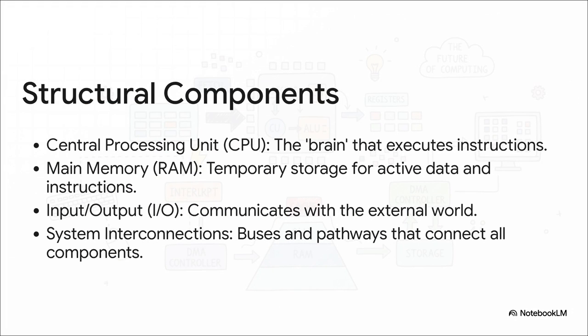So every instruction's journey involves 4 key players, kind of like the main characters in our story. First, you've got the CPU, the brain of the whole operation. Then there's main memory, or RAM, which is like its short-term workspace. Input/output, or I/O, is how the computer talks to us in the real world. And finally, you have the system interconnections. Think of these as the superhighways connecting everything together.